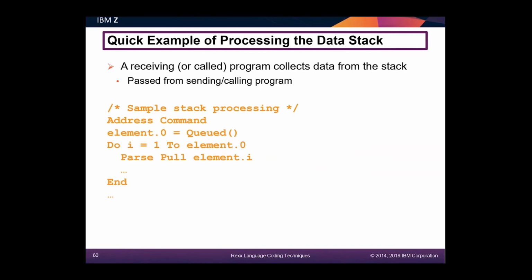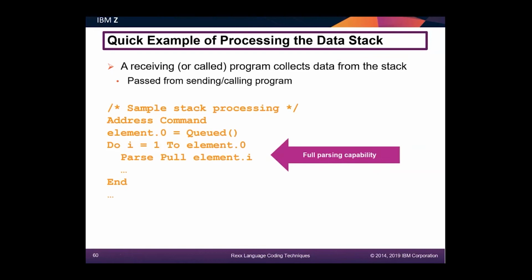The inverse is true for sending the data. I basically just go through maybe my STEM variable and I push it on the stack, right? So that my receiving program can receive it. Okay, now remember when I'm parsing and I'm doing a parse pull, I have full parsing capability here. So I don't have to just pull off one value, right?